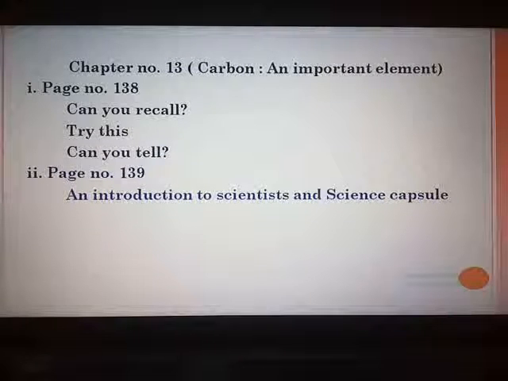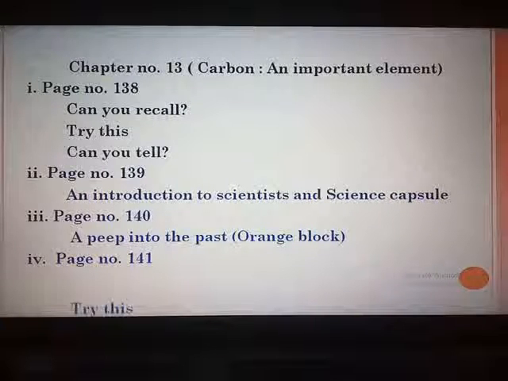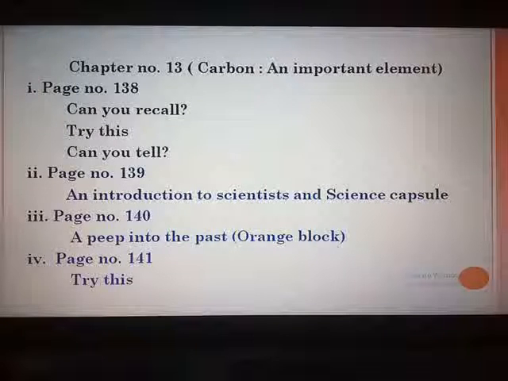Turn your page. Page number 140. A peep into the past. A small orange colored block is there. That you have to remove. Page number 141. Try this activity is there. Now once again I would inform you that whenever I tell you remove the activity, try this, it is an experiment. So apparatus, chemicals, procedure, whatever is related to that activity, that entire thing has to be removed. For example, on this page for try this you have apparatus and procedure. So both the things you have to remove. So you will start from properties of graphite, that you have to study.